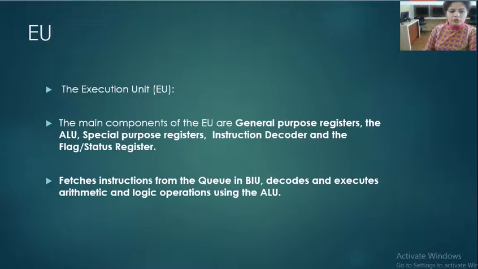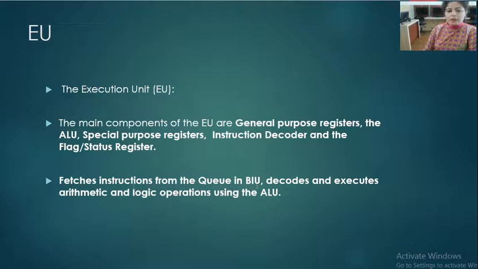So let's start with the first part, execution unit. Now what is execution unit? The main components of the execution unit are general purpose registers, ALU, special purpose registers, instruction decoder and the flag registers. Flag registers means status register which tells the status. Now the next task is it fetches the instruction from the queue. So from where does it fetch the instruction? It fetches the instruction from the queue. Which queue? The queue which is in the bus interface unit.